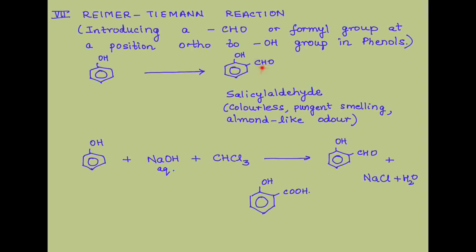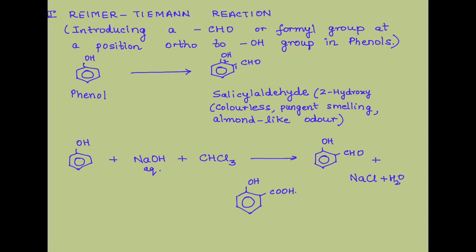Here we introduce a CHO group, or what is called the formyl group, at a position ortho to the OH group. So the product that we get is known as salicylaldehyde. Now this is its common name. What will be its IUPAC name? So we are converting phenol to, of course our aldehyde group gets preference. So 1, 2. We have the IUPAC name of this compound as 2-hydroxybenzaldehyde.